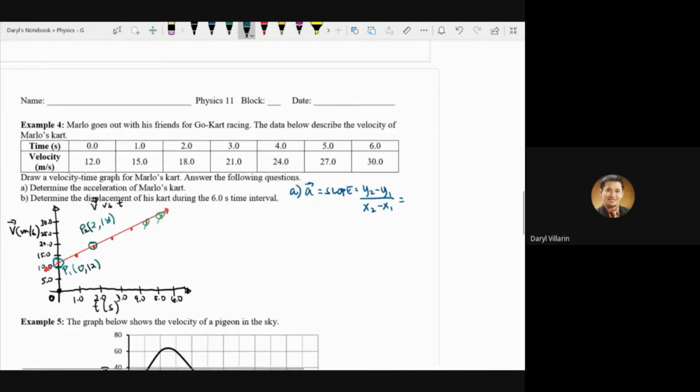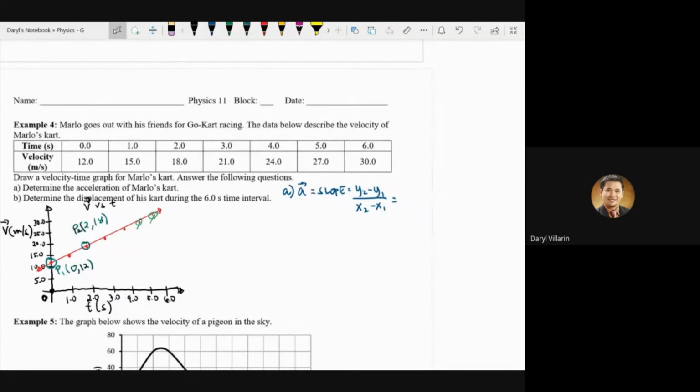Now I have my P1 and P2, so I'll use those to solve for the slope. Y2 pertains to 18. If you're wondering where I got that one, that's my Y2, here. Subtracted with Y1. What is my Y1? Y1 here is 12. So Y1 is 12.